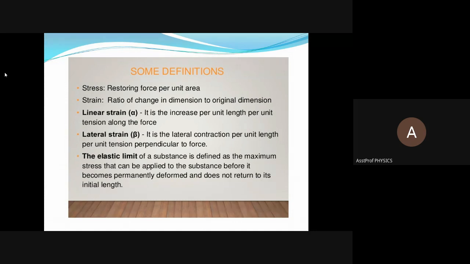How do you measure the strain? Strain is the ratio of change in dimension to the original dimension. How do you write it mathematically?